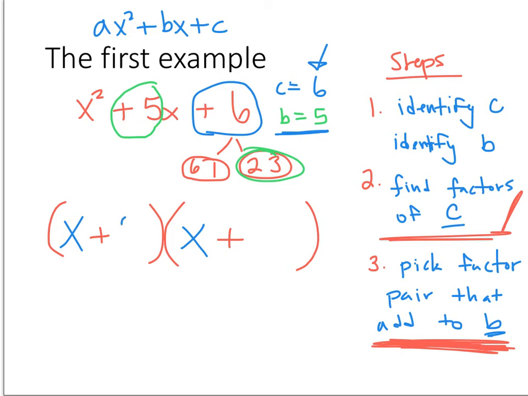Now take a look at how this works. So this is going to be x plus 2 and then x plus 3. What we are doing here is we're looking at 6. So 2 times 3 is going to give us 6, but also positive 2 plus positive 3 is going to give us the positive 5. So we're looking for factor pairs of C that will add up to become B. And so when we look at that, we're trying to just write out factor pairs. We're going to look at some more examples of that in just a second.